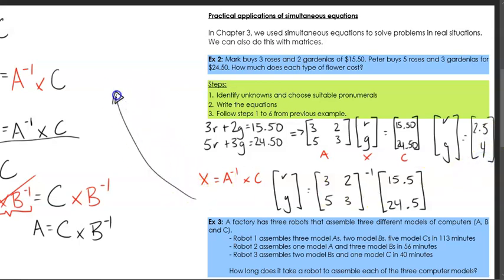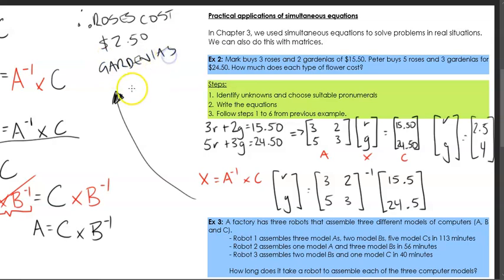So you would just state, therefore, roses cost $2.50 and the gardenias cost $4. Now if we were to substitute these values back into the question, or even into these two equations, we should get $15.50 and $24.50 respectively.